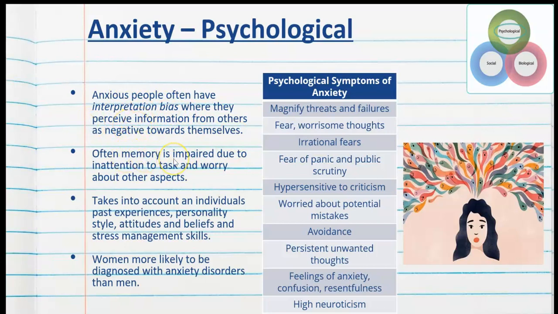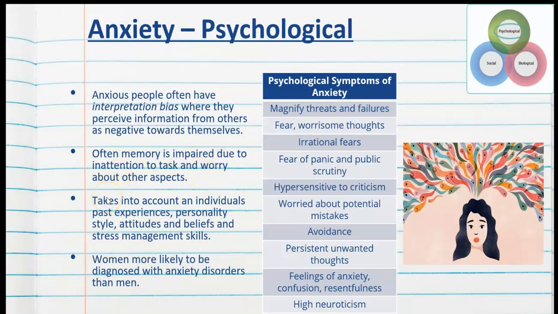Often memory is impaired due to inattention to tasks and worrying about other aspects. So because our flight or fight response is so high, or a person's flight or fight response is so high, that can impair memory. And because they're worrying about other aspects, often memory is affected.